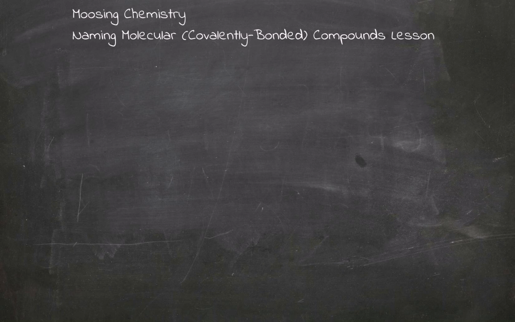In this lesson, we're going to name molecular covalent bonded compounds, which is a lot different from naming binary ionic compounds, because in molecular compounds, we have covalently bonded elements, which means non-metal to non-metal. So that's quite different than ionic compounds, which is a metal to a non-metal. So let me clear that real quickly, and we're going to go ahead and get started.